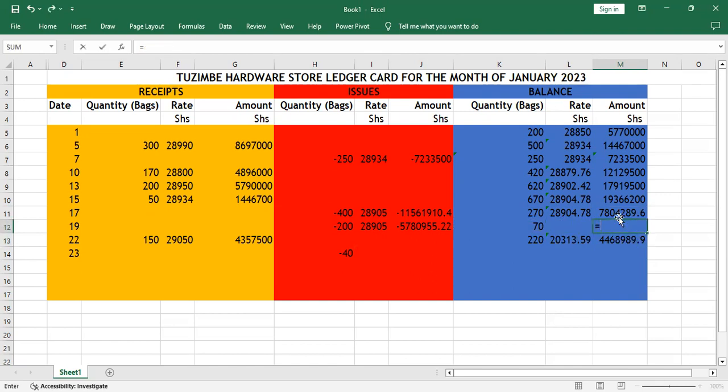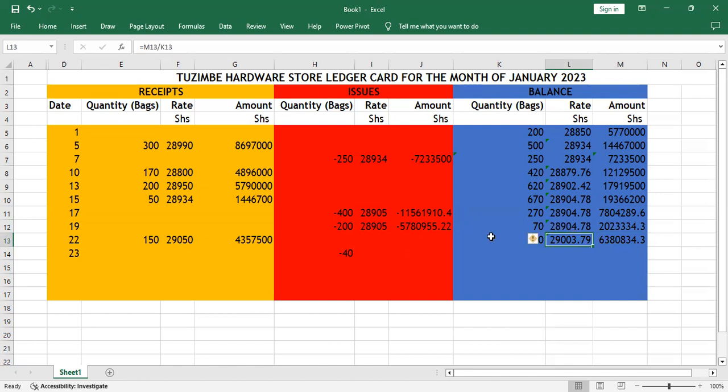And the amount was this plus this, giving us something around 2 million. Okay. Then to get the rate, we get this divided by the quantity, giving us that. Yeah, I think this should be the rate.